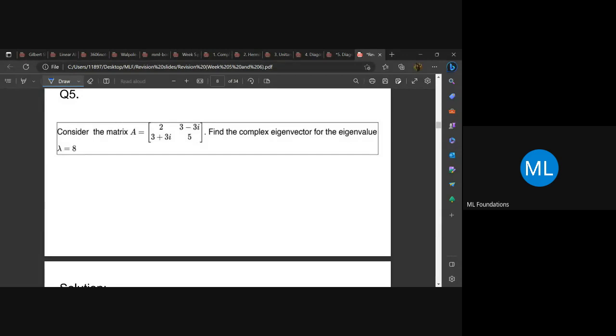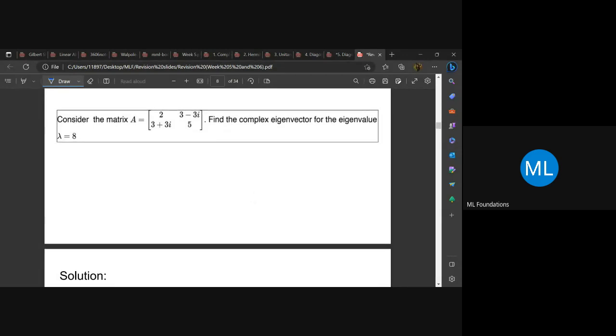So if the eigenvalue is given to be 8, right? So A minus lambda I, which is 2 minus 8, which is minus 6, and 5 minus 8, which is minus 3. Then 3 minus 3i and 3 plus 3i.